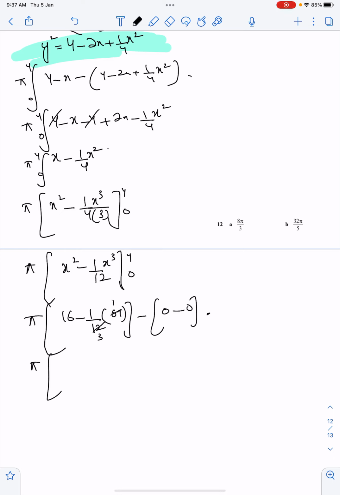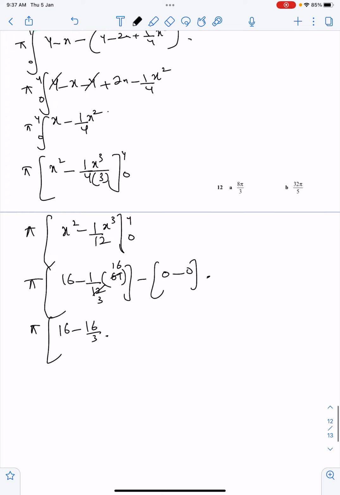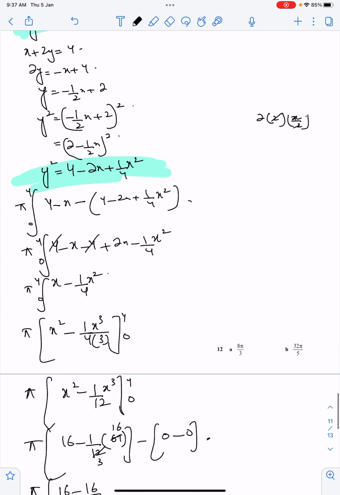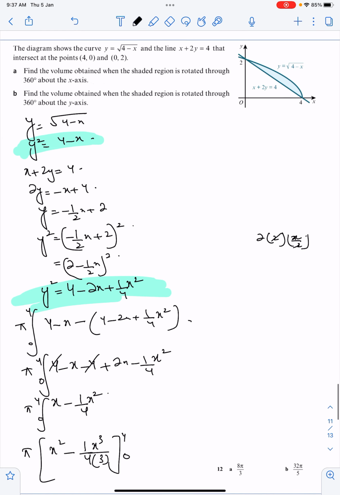4 3 times, 4 16 times. 16 minus 16 upon 3. Okay, which is coming out to be 32 upon 3 pi. Let me just quickly check my working once again.